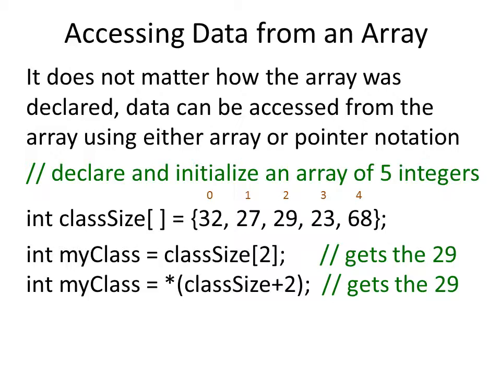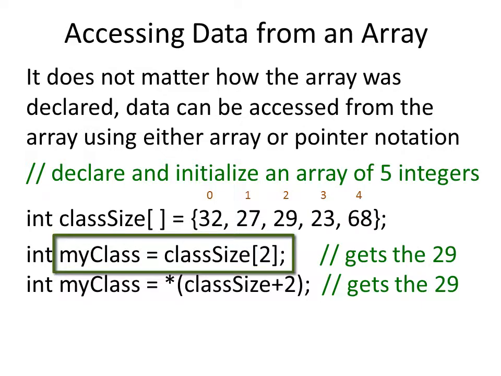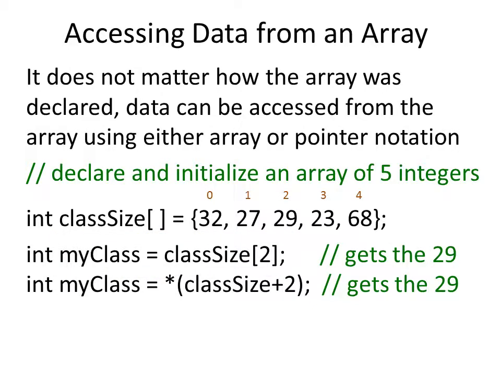Here's my array. Again, I say int class size and a bunch of data: 32, 27, 29, 23, 68. So I have 5 pieces of data in my array. I'm creating another variable. It's an integer, and I want to take some data from the array and stick it into my class. I could say my class equals class size sub 2. That's going to get me the third element in the array, which is going to be a 29.